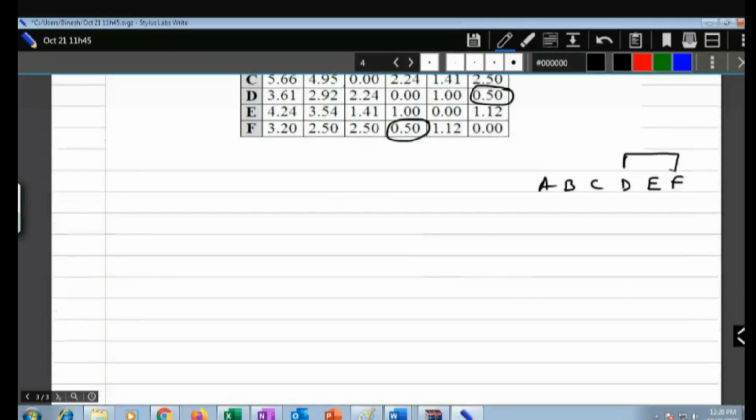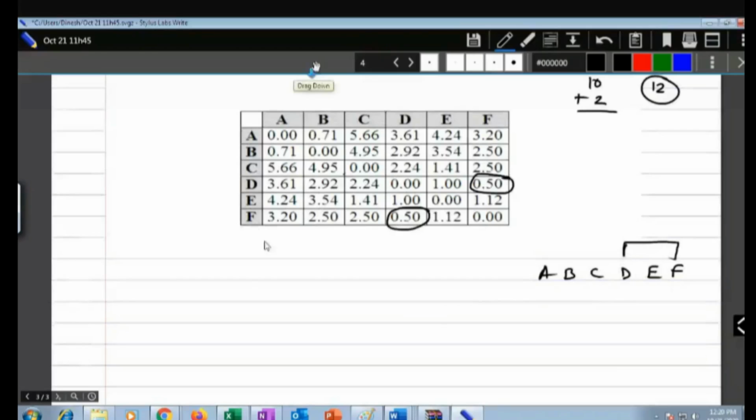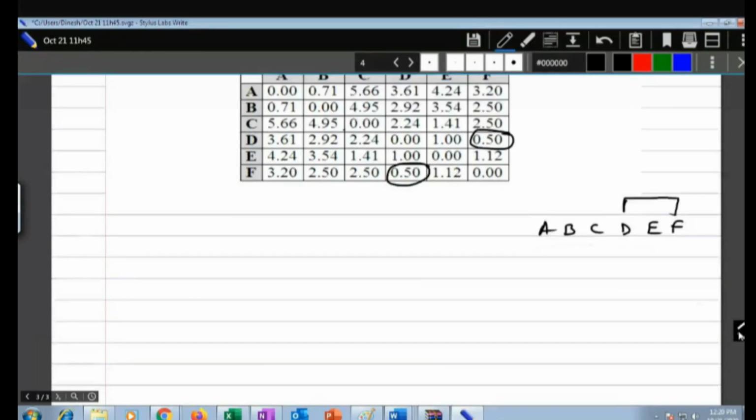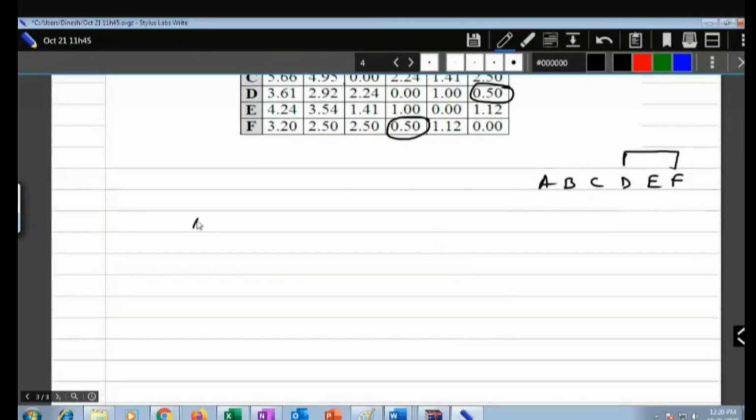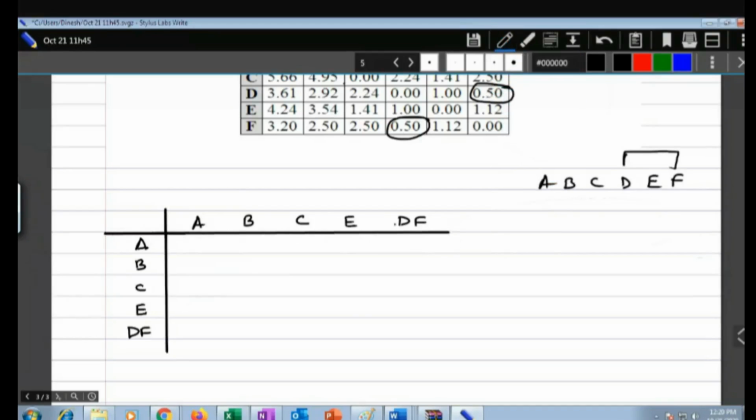What will happen? I will not draw the first matrix; I will go with the second one. So let's say A, B, C, E, and I will write D and F directly. So A, B, C, E, and now D and F is merged. Why? Because it is the minimum one. So let me draw this line.